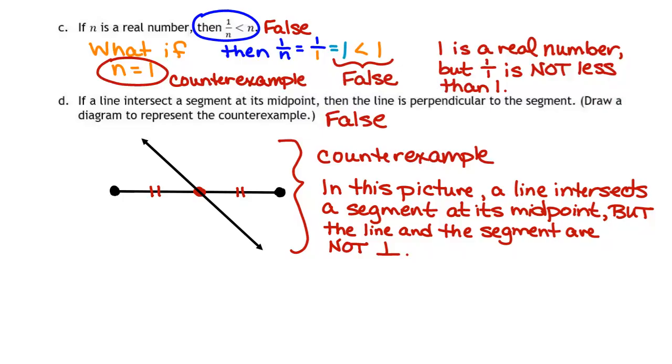Your counterexamples can be a number, like in part C, where we had to think up a number that made the first part true but the second part false. Or your counterexample can be a picture, depending on the situation that they're presenting you with. Sometimes you want to draw a picture to show, here's a situation that made the first part true. We had a line intersecting a segment at its midpoint, but it made the second part of the statement false.